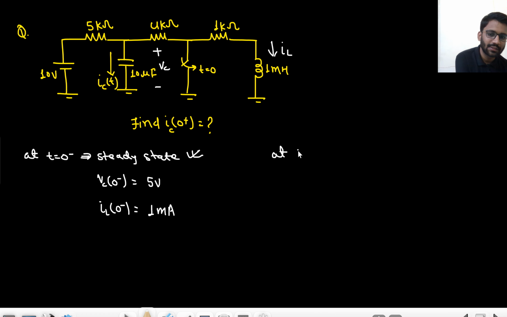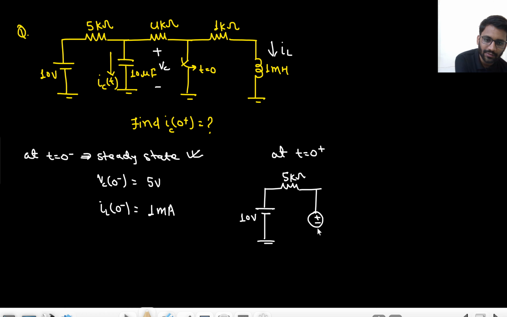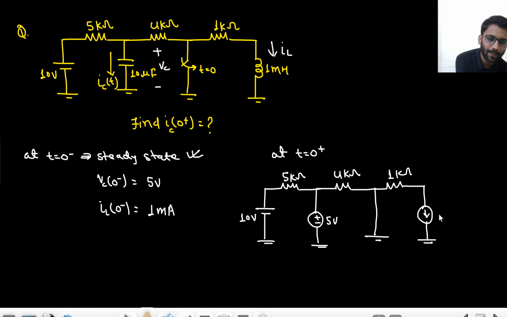What will happen at t equals to 0 plus? Voltage and all these things will be conserved. So here I am having 10 volt, right? Here I am having 5 kilo ohm resistance. This capacitor will be replaced with a battery of 5 volt. I am having a 4 kilo ohm resistance. This will be grounded, right? This will be grounded, right? Here I have 1 kilo ohm resistance and the current source is of 1 milliampere, right? So if this is grounded, this is also grounded.